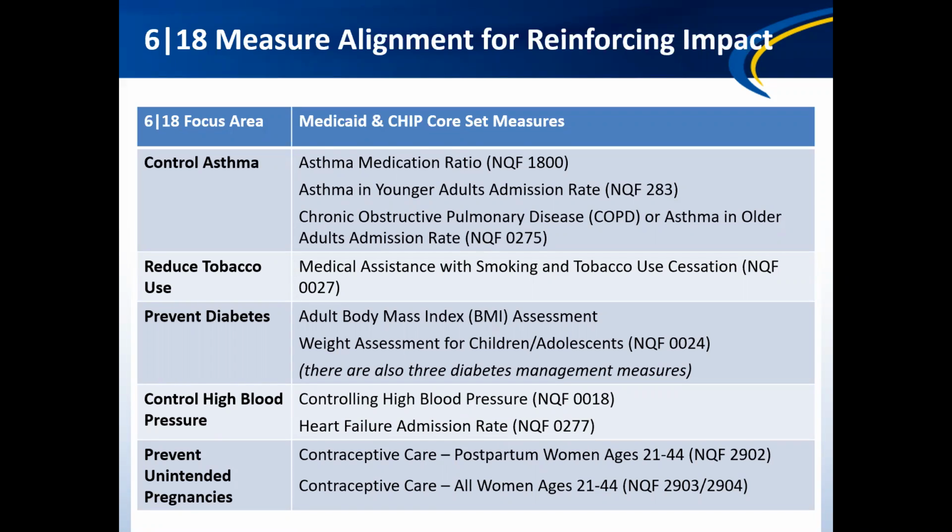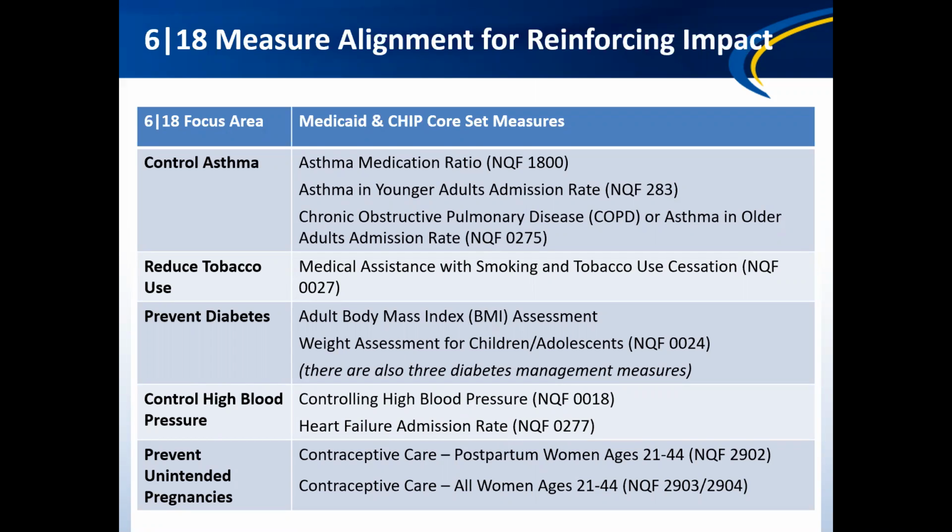So on the next slide, I wanted to summarize, we've already alluded to a number of these measures, but the Medicaid and CHIP adult and child core set measures that are aligned with 618 focus areas. And you can see in this table that hopefully isn't being cut off. It's cut off a little bit at the bottom of my screen. But we have measures in the core sets that align with just about all of the 6 conditions in 6 18, with the exception of antibiotic over-use. We don't have a measure for that currently in the core sets. But you'll see we have 3 related to asthma control, and some of those have been mentioned. I'll talk a little bit more about those later.